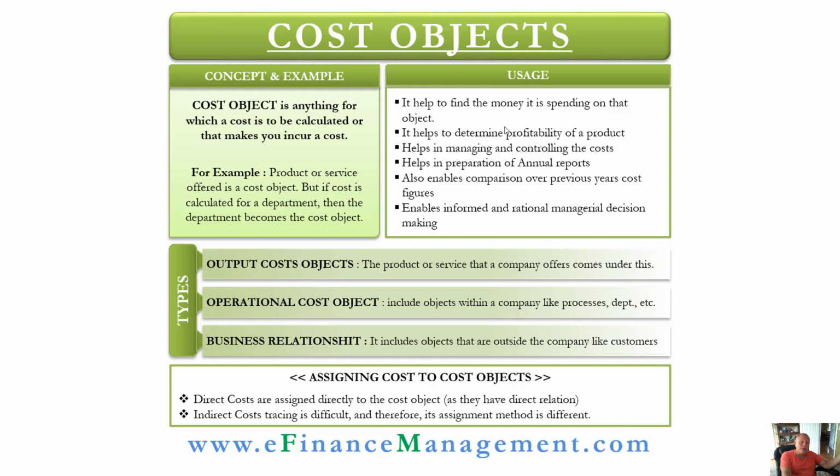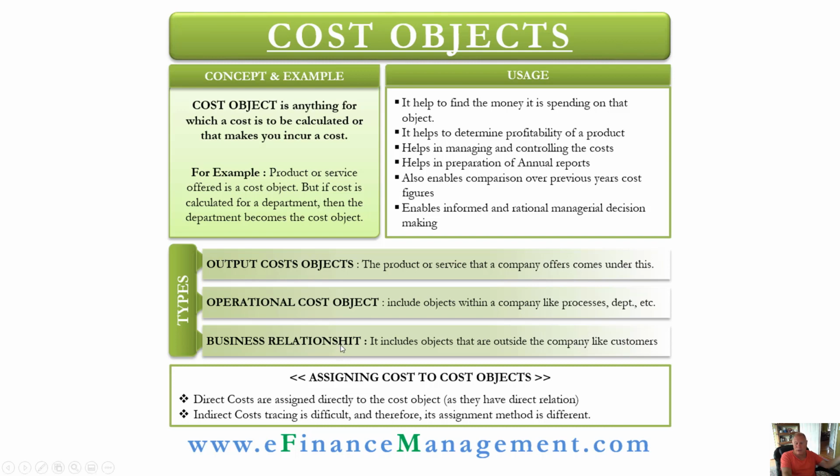Okay? Is that product profitable? Can I manage and control costs? We'll get more into that when we get into standardized costing, looking at variances. Helps in preparation of annual reports, production reports. It helps us make rational managerial decisions. So there's different costs, okay? And that's output cost, operational cost, and this operational cost can be the processes, the HR department, the technology support department.